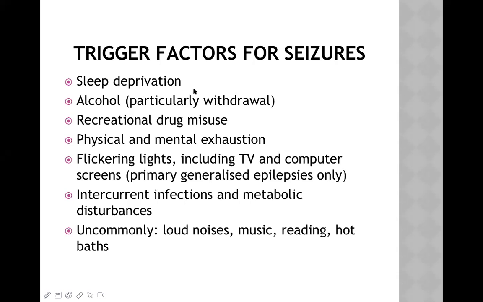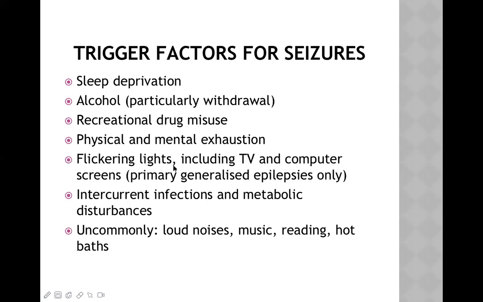Sleep deprivation is one of them. If the person keeps on watching movies till late night and he is a seizure disorder patient, that is not good at all. There should be enough sleep, otherwise seizure will keep on coming. Intake of alcohol, okay, and especially during the withdrawal of alcohol, seizure will happen. Recreational drug use or misuse, seizures are common to occur. Physical and mental exhaustion is also not good in case of seizure disorder. The person should not do that type of activity which will make them completely exhausted.